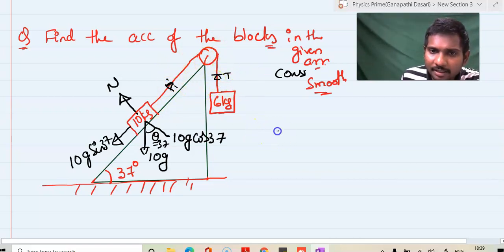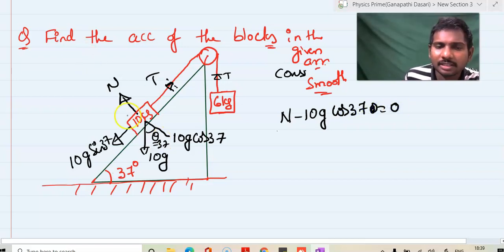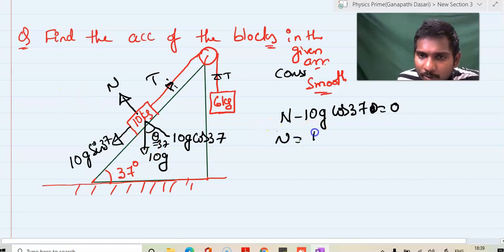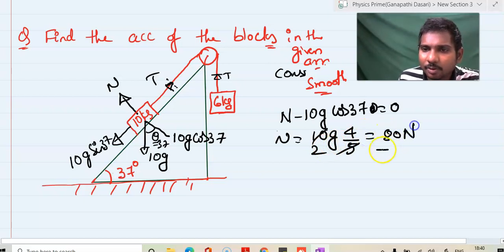So if we try to solve the free body diagram of this 10 kg block, N minus 10g cos 37 is equal to 0 because there is no motion perpendicular to the inclined plane. That means N is equal to 10g cos 37. Cos 37 is 4 by 5. 5 twos are 10. The answer is 8g. That means 80 newtons.